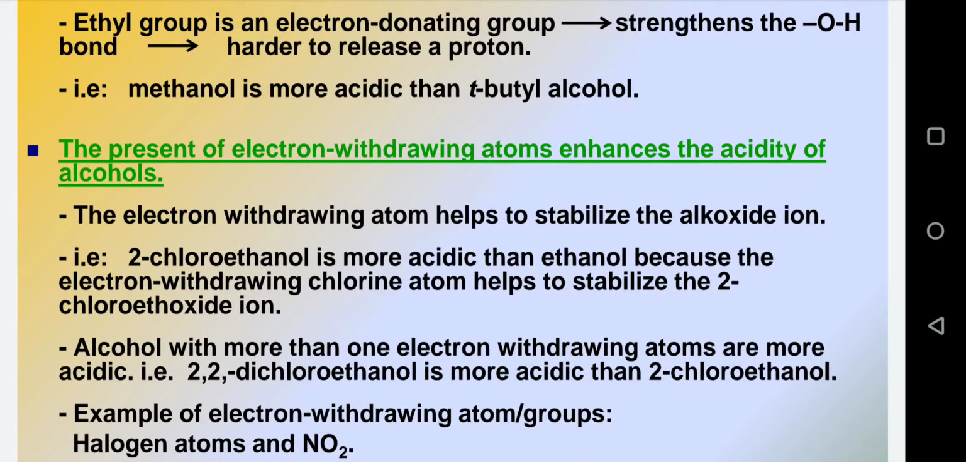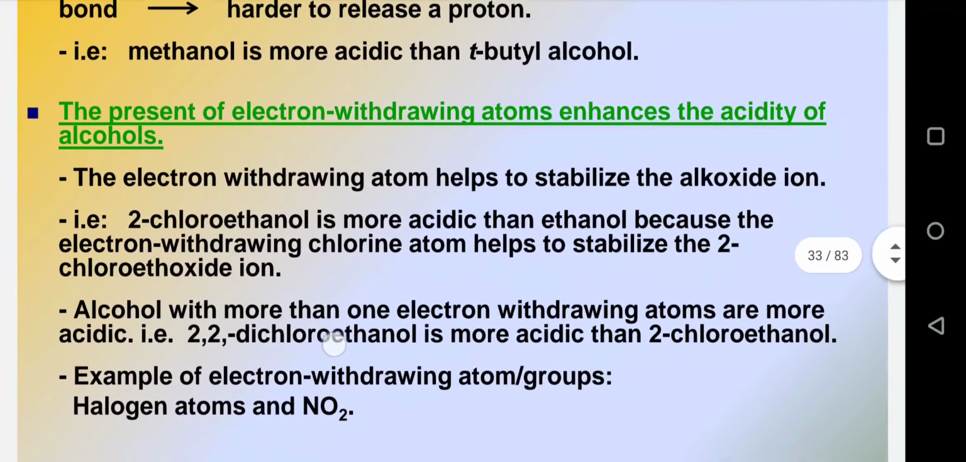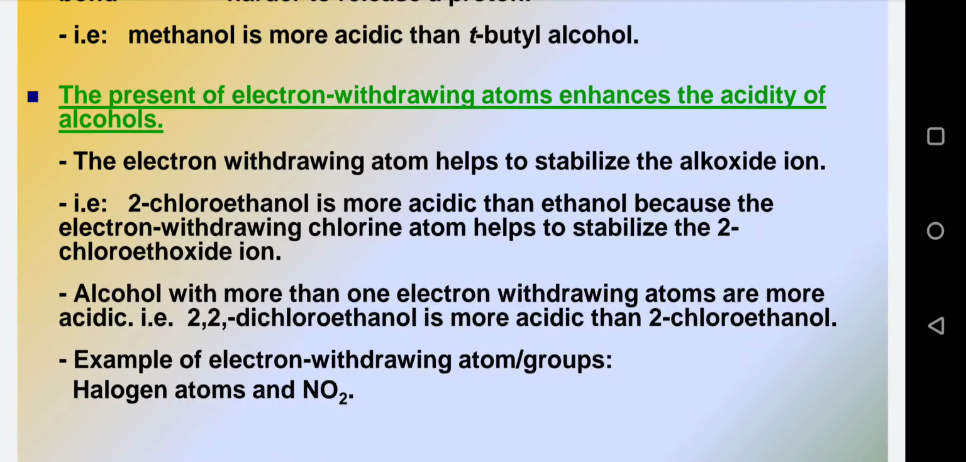So we can say that 2-chloroethanol is more acidic than ethanol because of the presence of an electron withdrawing chlorine atom, right? Because chlorine has a minus I effect due to its electronegative nature, and it will help to stabilize the 2-chloroethoxide ion. Next, alcohols with more than one electron withdrawing atom are more acidic.